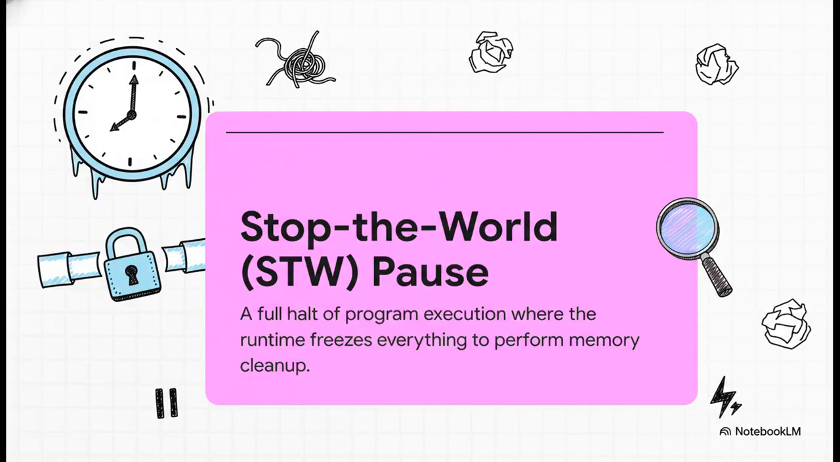So what exactly is a stop-the-world pause? It's a total, complete halt of your program. The runtime, in this case it was the V8 engine in Node.js, freezes every single thing. Your code, incoming requests, timers, all of it, so it can do a massive memory cleanup. This isn't a slowdown, you gotta get that. It's a complete temporary freeze.